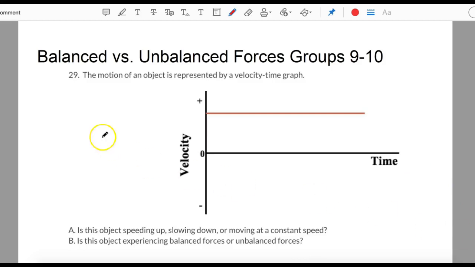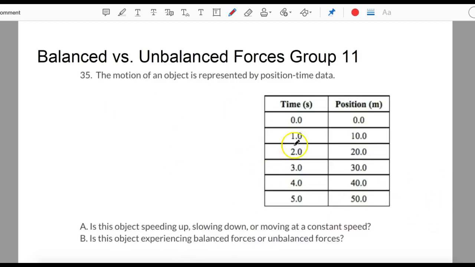Next one, we have a constant velocity. So because it's got a constant velocity, it is moving at a constant speed, which means we have balanced forces again. So you're starting to get the drift that these are pretty much the same. This one, see that for every second, I'm picking up 10 meters per second. And then there's 20 and 30, 40. So this one's also moving at a constant speed, and it has balanced forces.